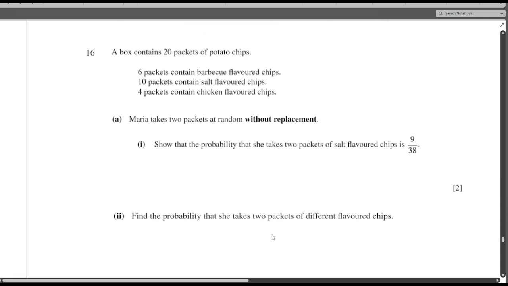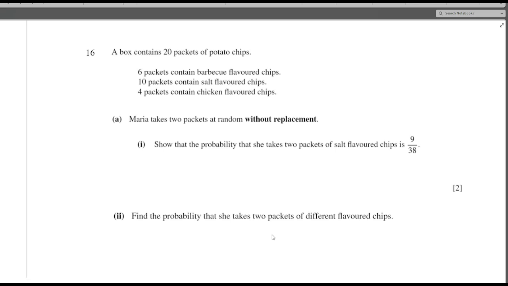A box contains 20 packets of potato chips. 6 packets contain barbecue flavored chips, 10 packets contain salt flavored chips and 4 packets contain chicken flavored chips. Maria takes 2 packets at random without replacement. Show that the probability that she takes 2 packets of salt flavored chips is 9 divided by 38.